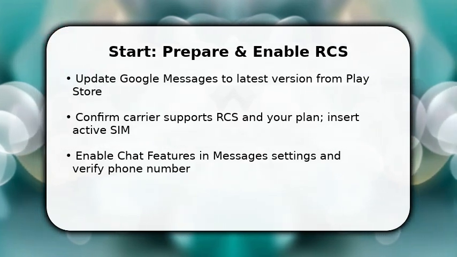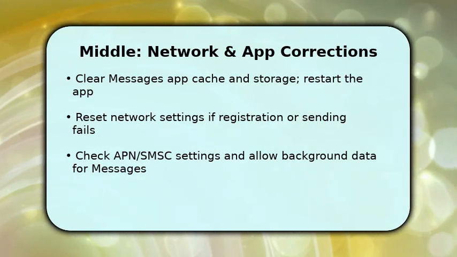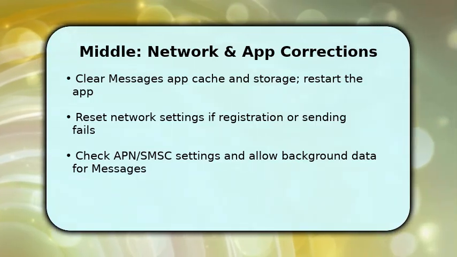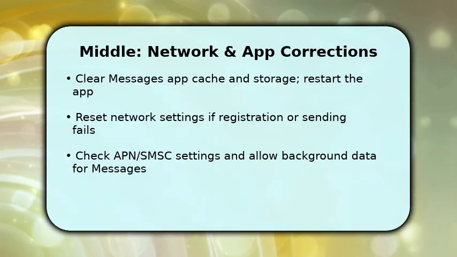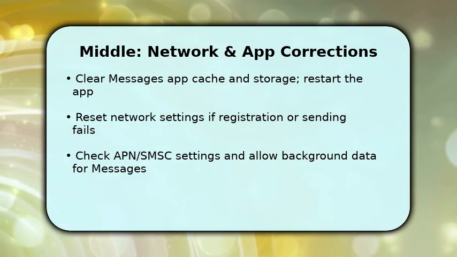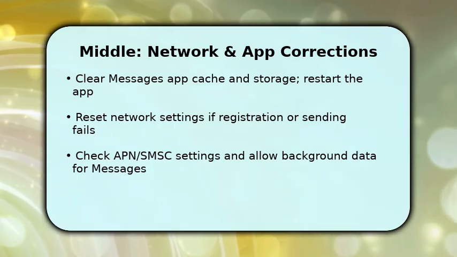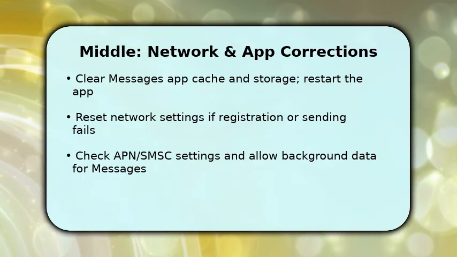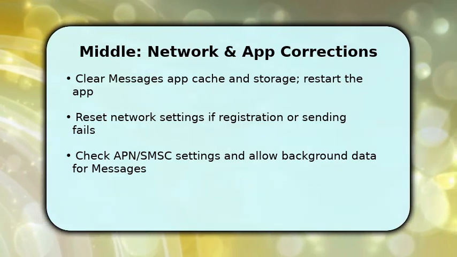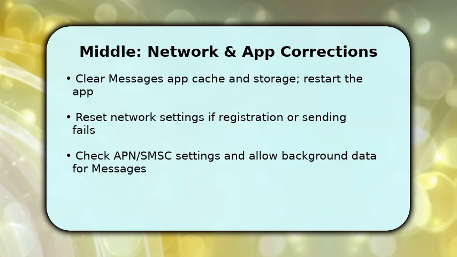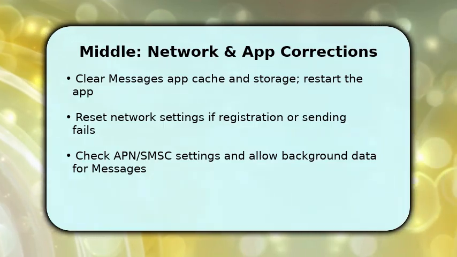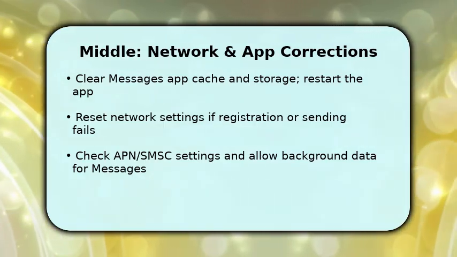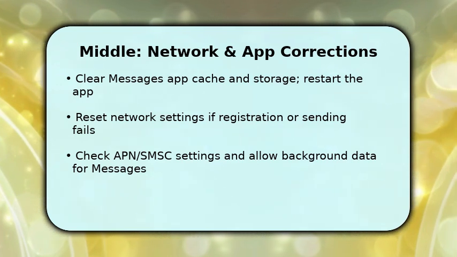Now address the common mid-process issues that block RCS. Clear the Messages app cache and, if needed, storage to remove corrupted state, then reopen the app so it re-registers. Make sure background data is allowed and check APN/SMSC settings. Misconfigured values prevent provisioning. If you still see failures, reset network settings to restore cellular and Wi-Fi defaults, then reconnect. These actions remove local and network configuration errors, so the RCS handshake can complete.